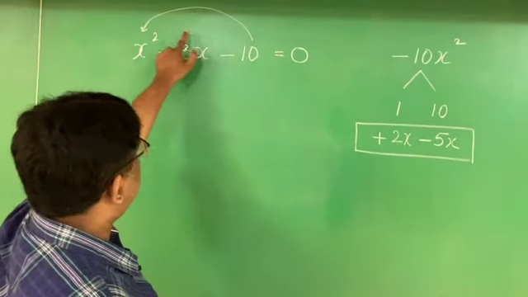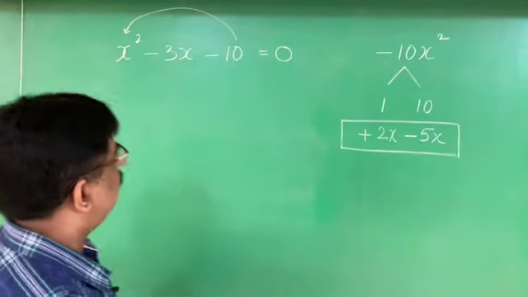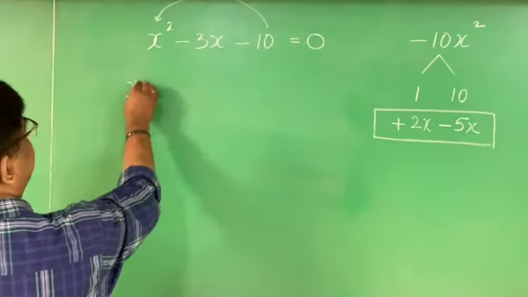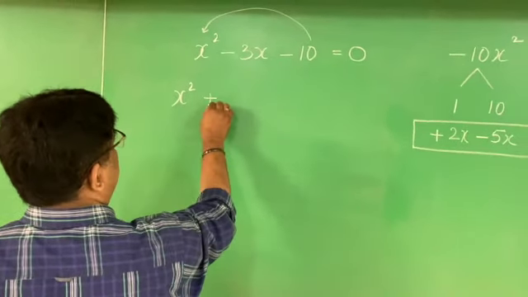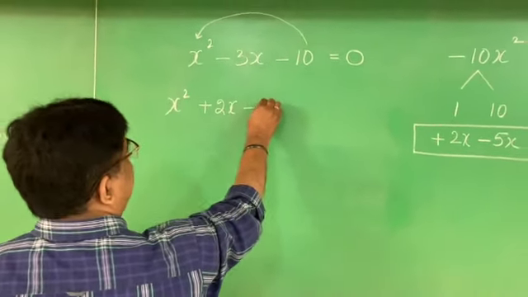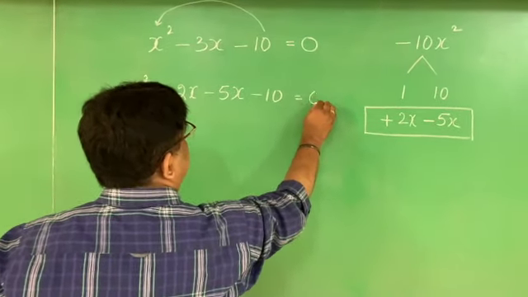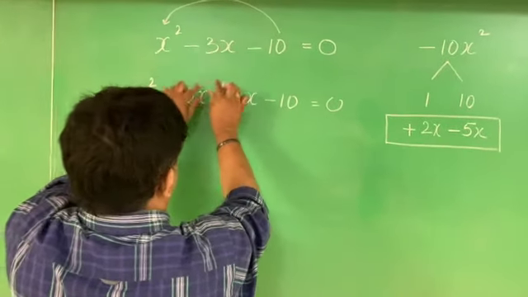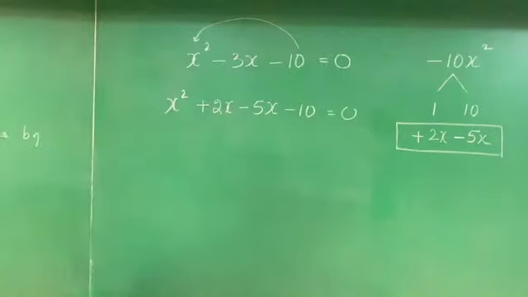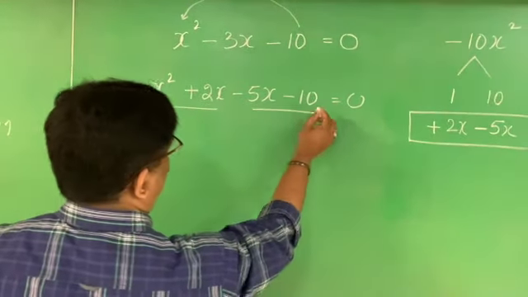Now, the middle term is split into plus 2x and minus 5x. Therefore, I write this as x square, instead of minus 3x, I write plus 2x minus 5x minus 10 is equal to 0. These two terms are replaced as it is. The middle term is split. Right? Now, grouping the first two and the last two.